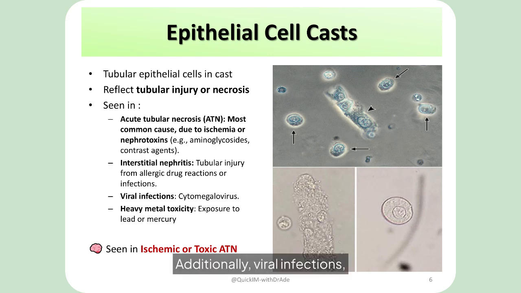Additionally, viral infections, especially cytomegalovirus and polyomavirus in immunocompromised patients, can cause direct epithelial injury and lead to cast formation. Heavy metal toxicity, such as from lead or mercury, is another recognized cause. Under the microscope, these casts appear as a matrix containing one or more epithelial cells, which may retain their round nuclei or show signs of degeneration.